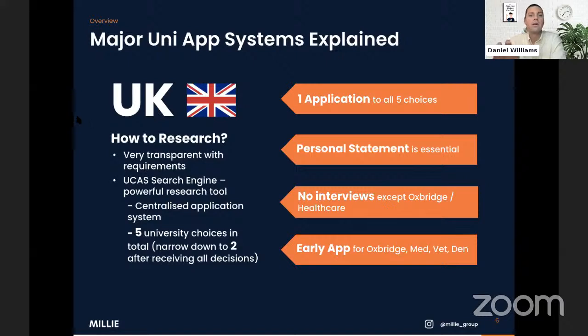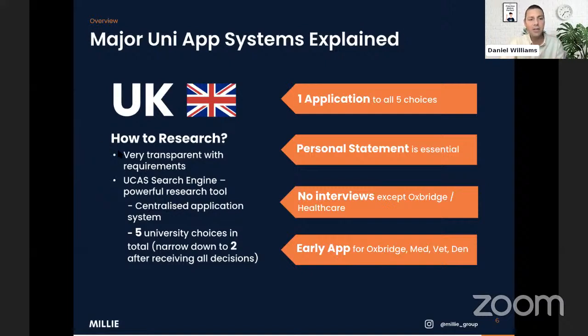So for the UK, you only need to complete one application, one central application, this UCAS application. That central application will then get sent out to 5 schools in the UK. You can choose up to 5 schools, and those schools should also be a mix, which we can talk about later, of reach schools, target schools, and safety schools.